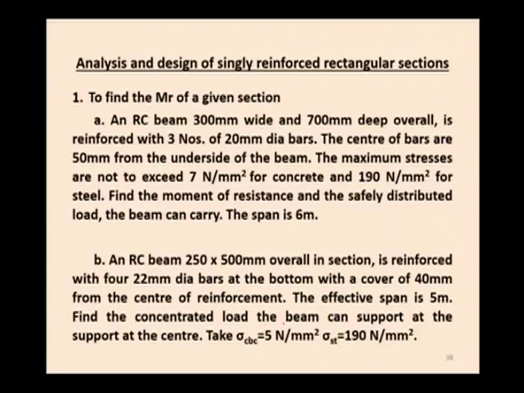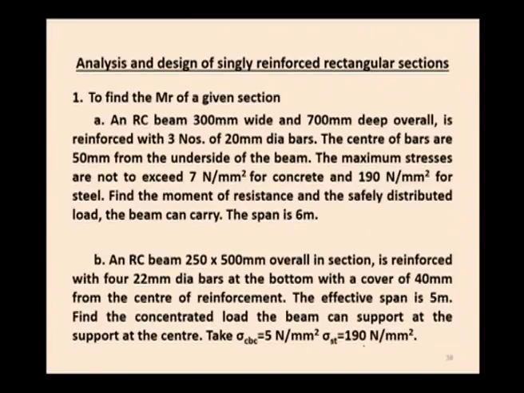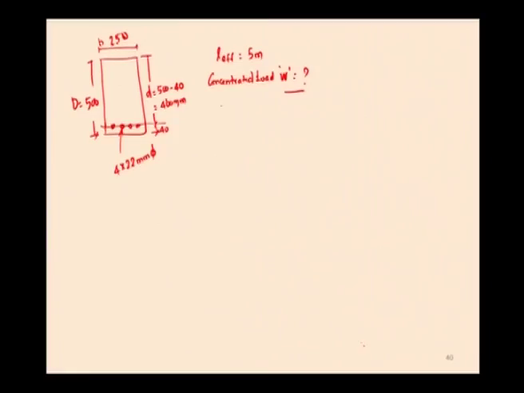Find the concentrated load the beam can support. In the first problem they asked for the uniformly distributed load, in the second problem they have asked for the concentrated load. Concentrated load again we can find out from the moment of resistance. Take sigma CBC equal to 5 Newton per millimeter square, sigma ST is equal to 190 Newton per millimeter square. This is the problem I have given.